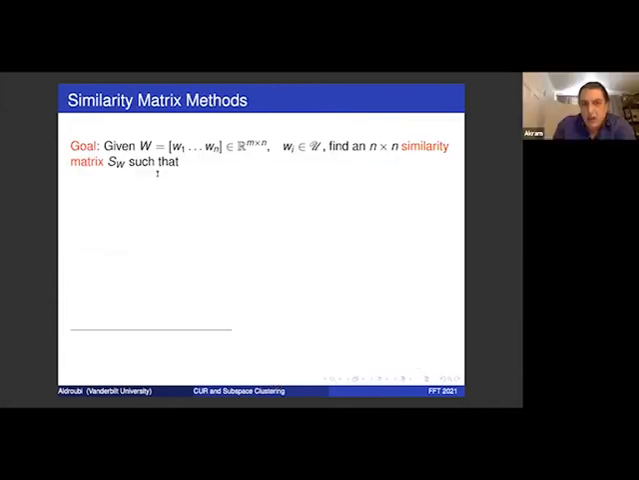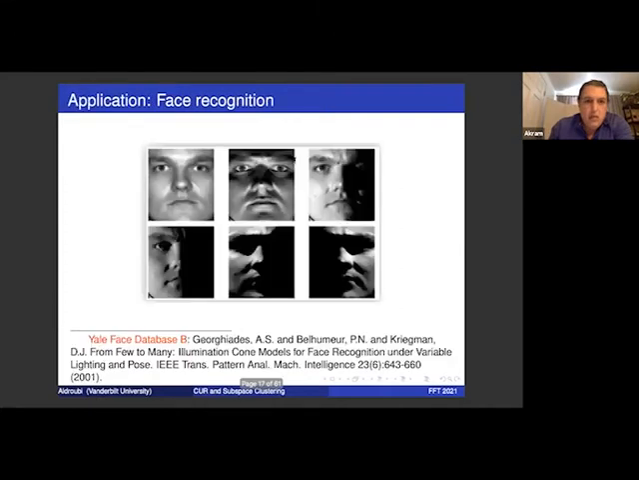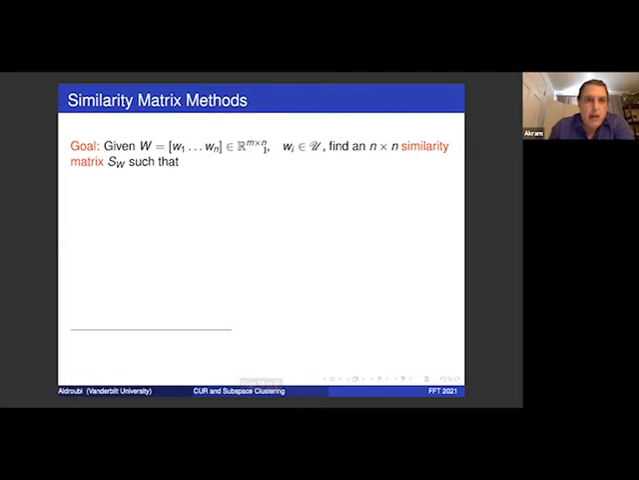Nevertheless, same problem. You don't have to assume that they are independent. So maybe let me talk a little bit about something we call the similarity matrices in order to solve the subspace clustering problem. So again, you have a bunch of vectors that are drawn from this union of subspaces.